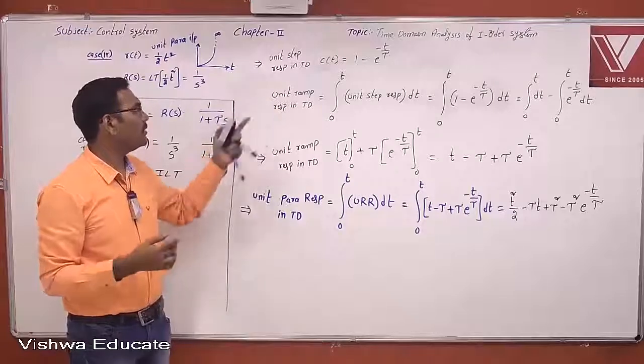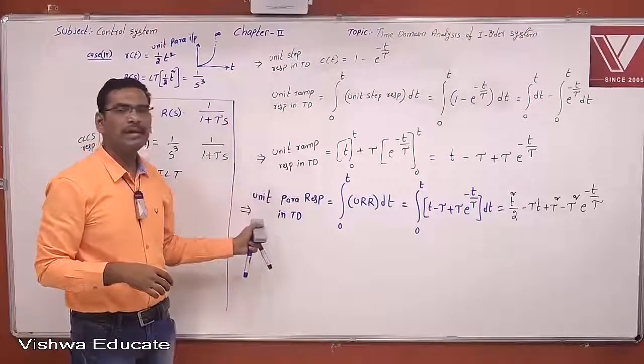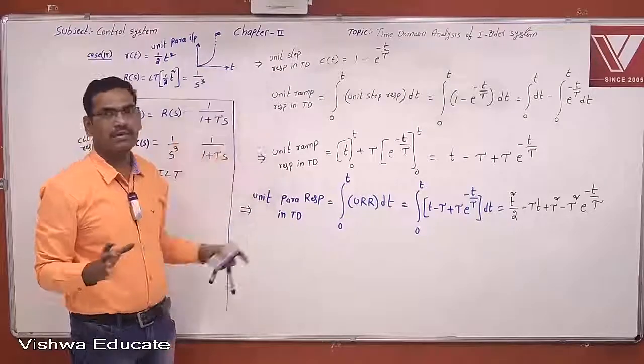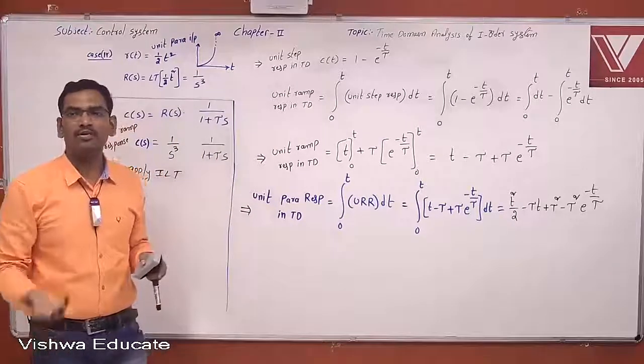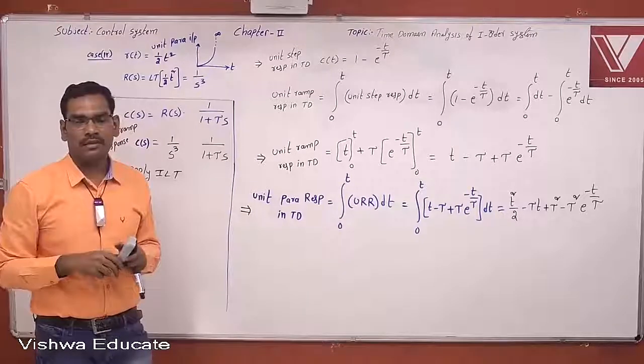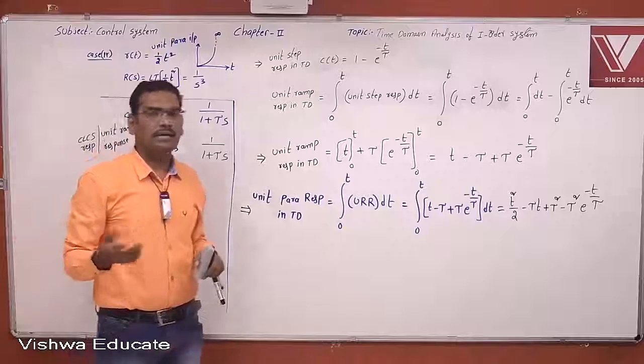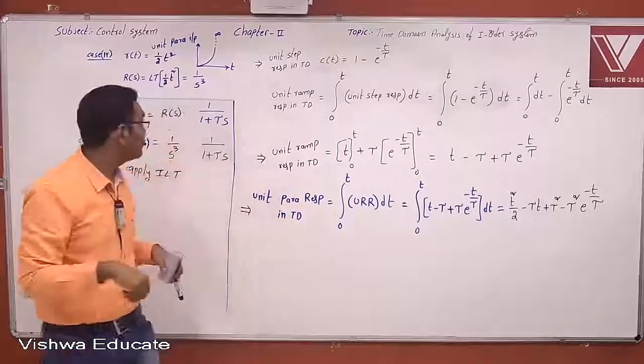But the unit ramp response and the unit parabolic response are not used practically, because these are the responses for unbounded inputs, and they produce an unbounded response, which is not useful for practical analysis. Okay, note this, and we will see another case also.